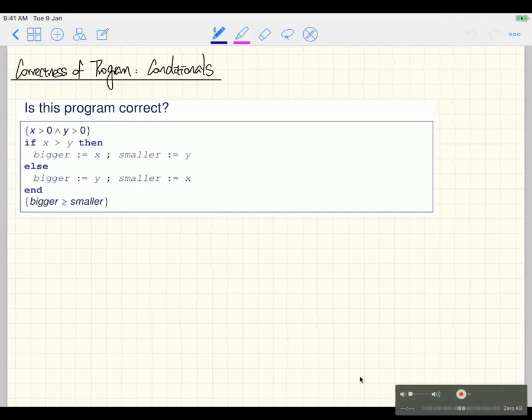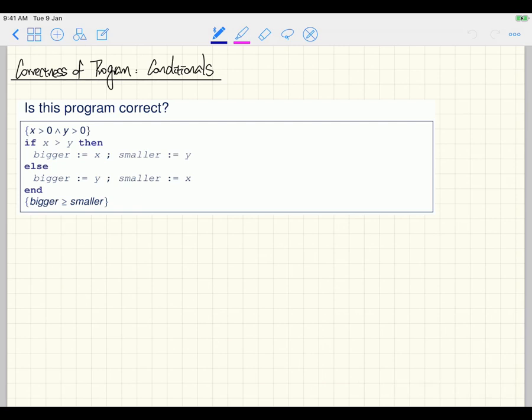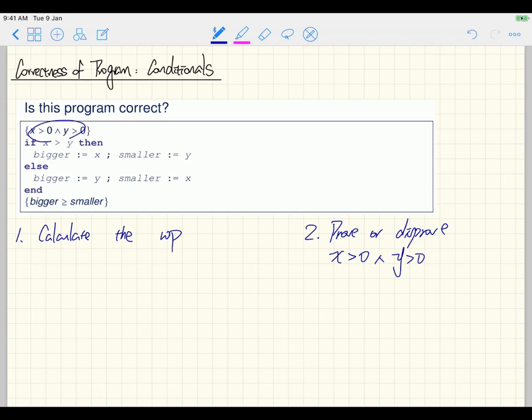Let's say you're given this in an exam. There are two steps you have to do. First of all, calculate the WP, step number one. Step number two, prove or disprove the actual precondition, x larger than 0 and y larger than 0, implies whatever WP you calculated from the first step. Okay with that? Now, I just want to show you very quickly the beginning step, and the rest will be very easy.